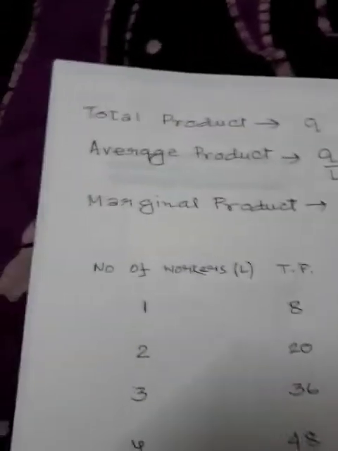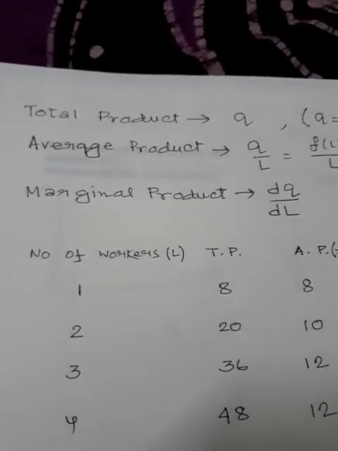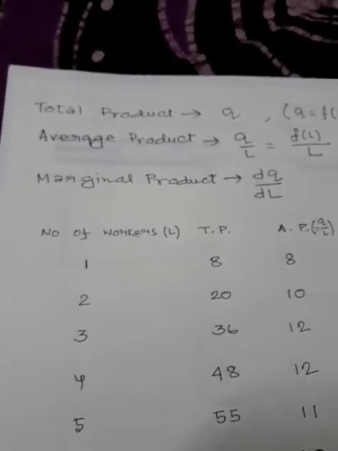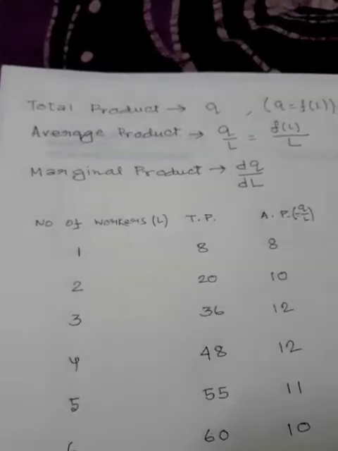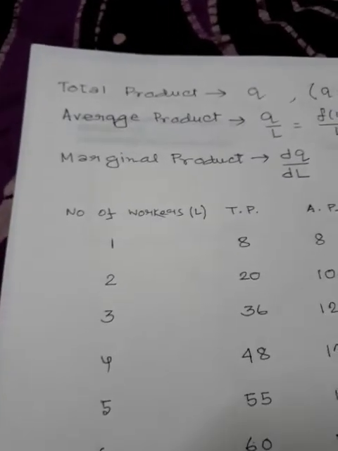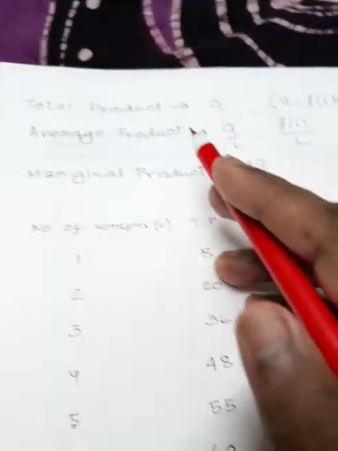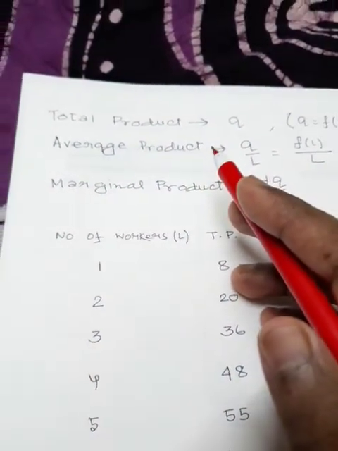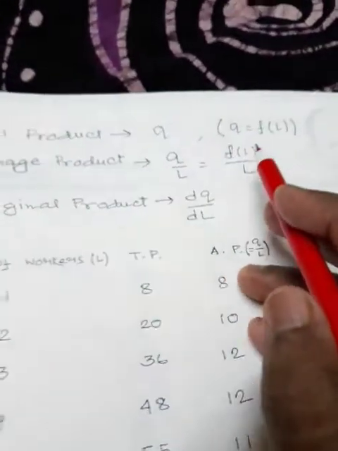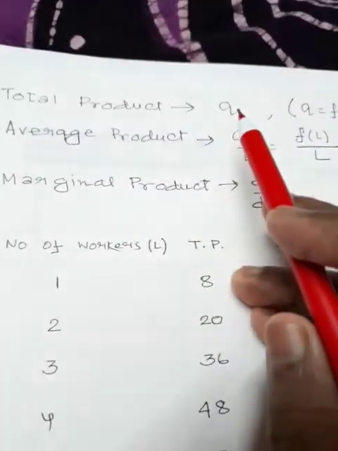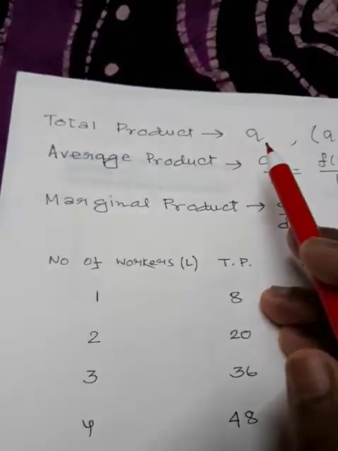Now, let us see, in the short run, at first we will focus on some particular terms, like total product. What do you mean by total product? That is Q, total production. We know Q equals a function of L here. So, Q is total product here.